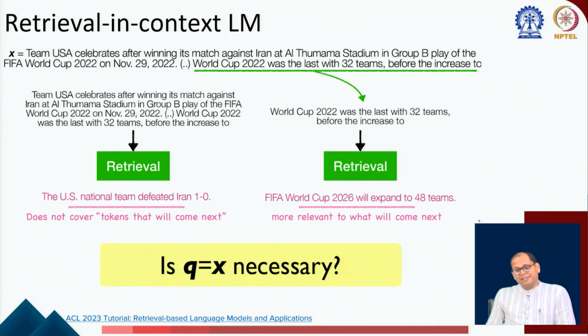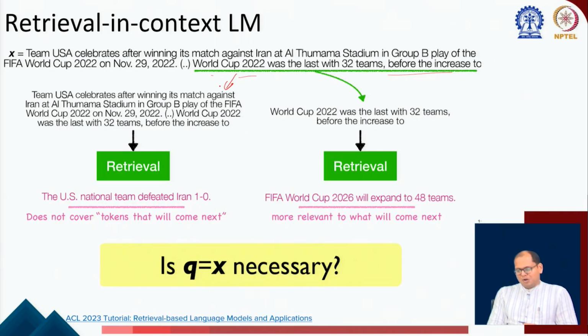Now the question that we talked about: what should be the query to the retrieval? Should it be the same as the input to the language model? Think about generation, when you are generating data. So this is your input, "Team USA celebrates after" and so on, and then "World Cup 2022 was the last with 32 teams before the increase to". This is your entire context. Now should I give the entire query to the index?